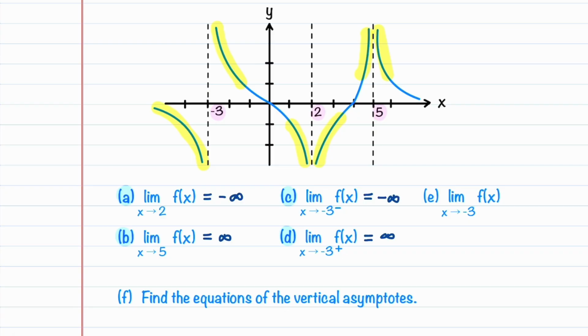Those two limits are different, so we can say for part E that the limit as x goes to minus 3 of f of x does not exist. So we write D, N, E.